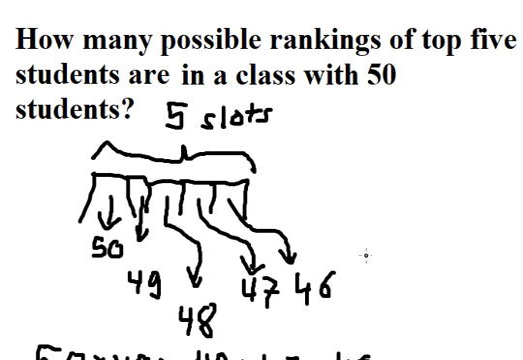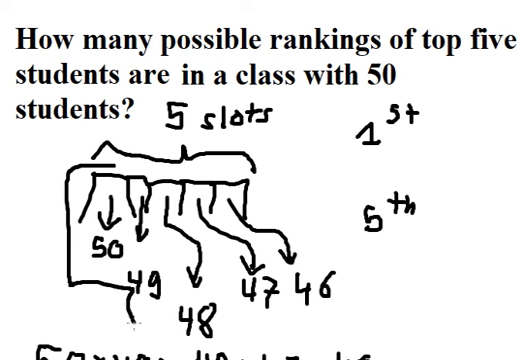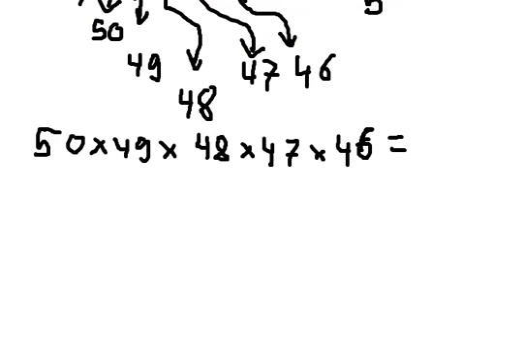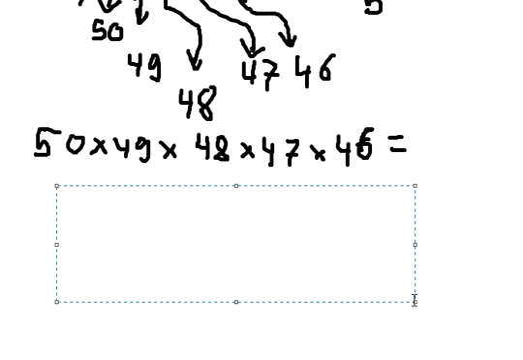Because we rank from first to fifth, that's why we need to do it this way. And now we have the final answer here, and the number we need to find should be like this.